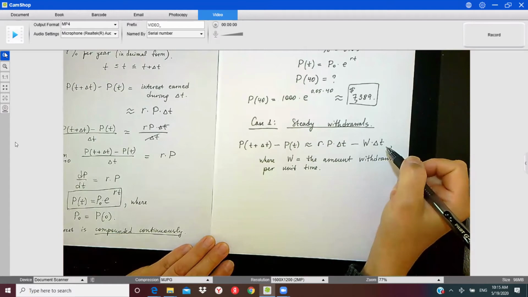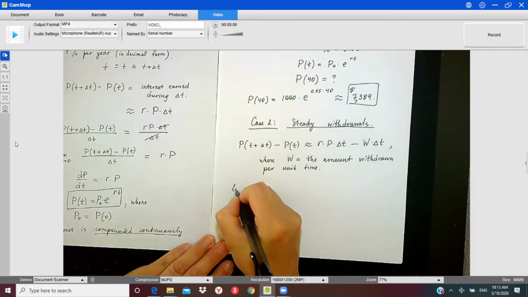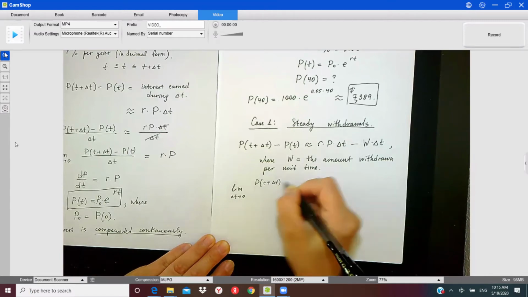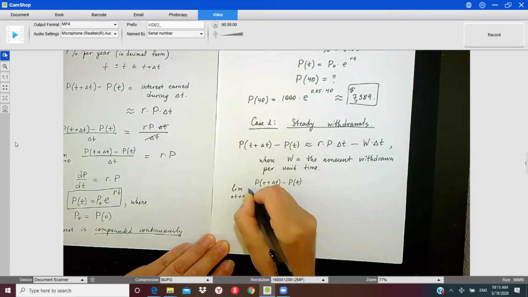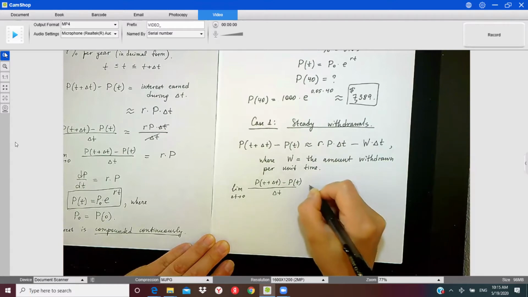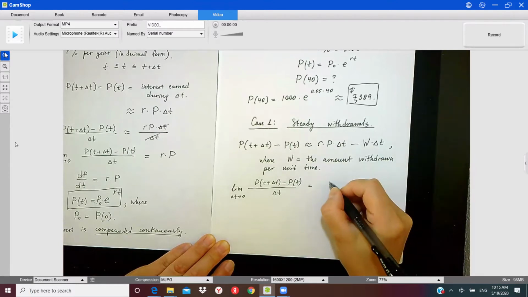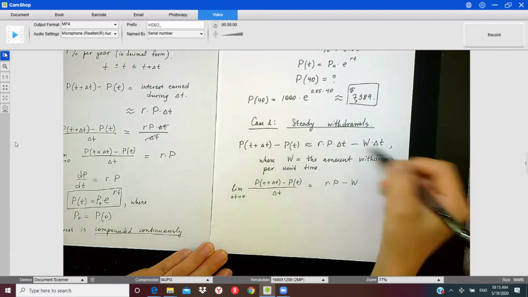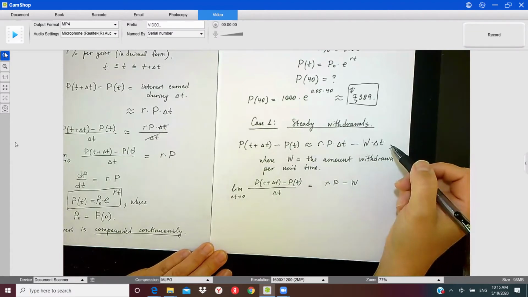Let's divide by delta t and take limit of both sides. Let delta t go to 0. So we get limit, delta t goes to 0. And we have derivative on the left-hand side. On the right-hand side, we have rP minus W because delta t cancels out. Any questions?